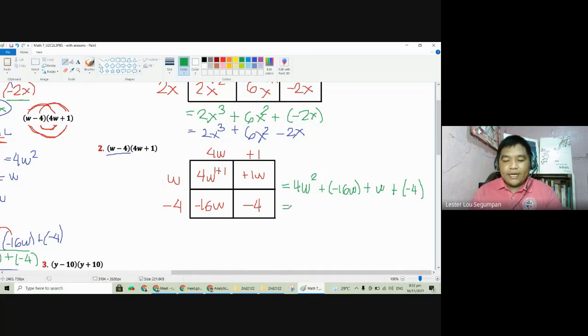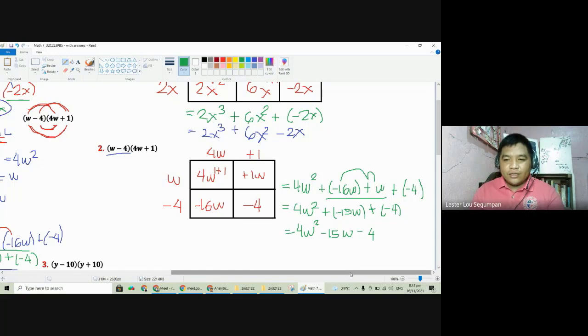And then see if there are things that could be combined. I'm talking specifically with these two terms. You have the same literal coefficient W, so proceed with combining the numerical coefficients. Negative 16 plus 1 is negative 15W. And definitely you have plus negative 4. And then you will have here 4W squared. Remove the grouping symbol, minus 15W, and then minus 4.